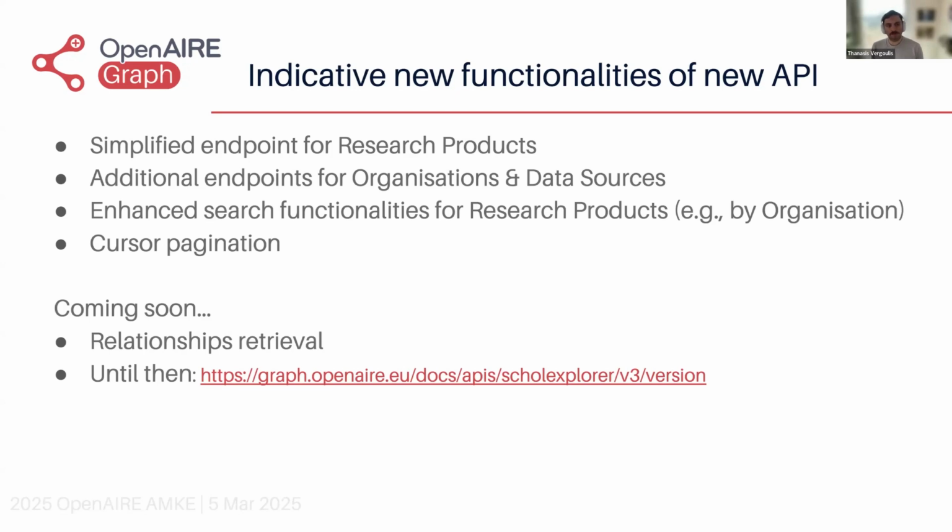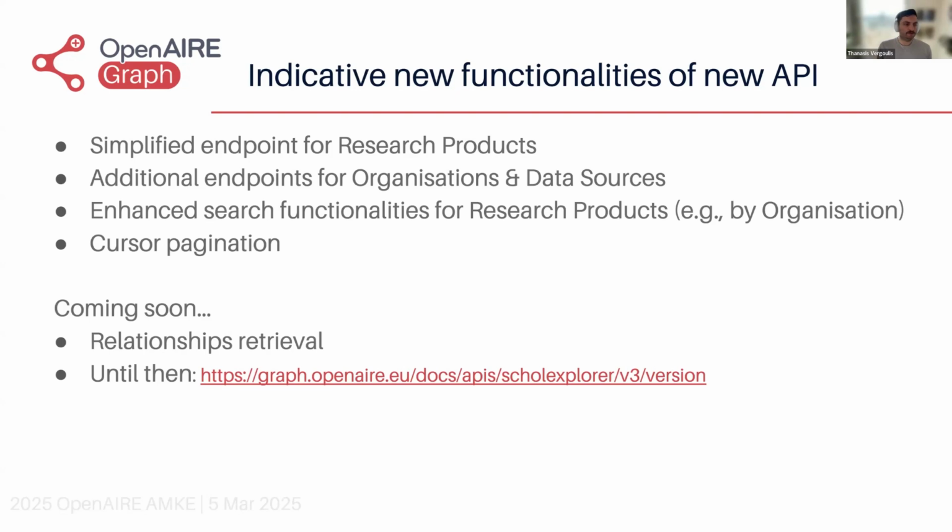And finally, we have implemented a cursor pagination mechanism that can be used for easy access of the contents of the response to a particular query. Until now, the API was limited due to performance issues to provide up to 10,000 results for each query. And now, with the cursor implementation, it is possible for someone to get more.